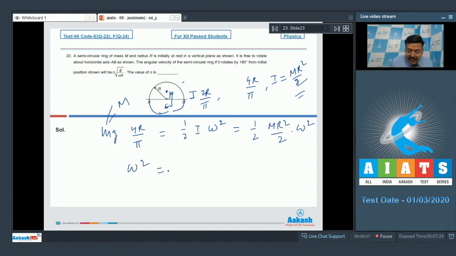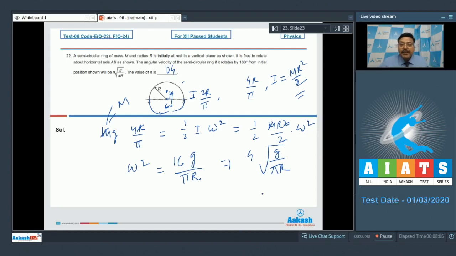We get omega square as we shall have here 16, and we can see that one r will cancel, and of course m cancels, so we have 16 into g divided by pi r. That is the value of omega square, and the value of omega itself would be then 4 times under root g by pi r. So the value of n, if we compare with the expression given, is 4, but according to the format of the question we have to put 04. So the question 22 is done.